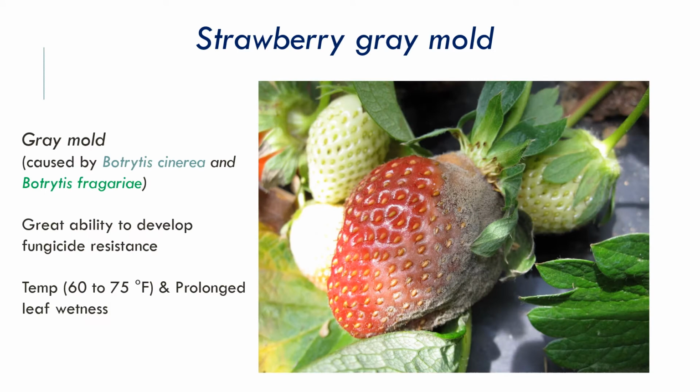Gray mold is another important fungal disease on strawberries, which typically drives spray programs during the season. Now, the disease is caused by two different species within Botrytis genus, Botrytis cinerea and Botrytis fragariae. Interestingly, Botrytis cinerea was able to cause infection on both the flowers and the fruit. Botrytis fragariae, though, is pretty limited to the flower infection. Now, both species have great ability to develop resistance. Similar to anthracnose, extended moisture would favor the disease infection.